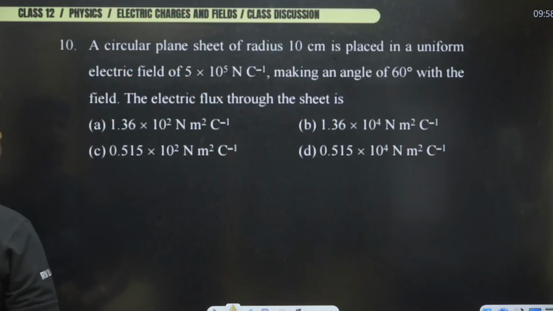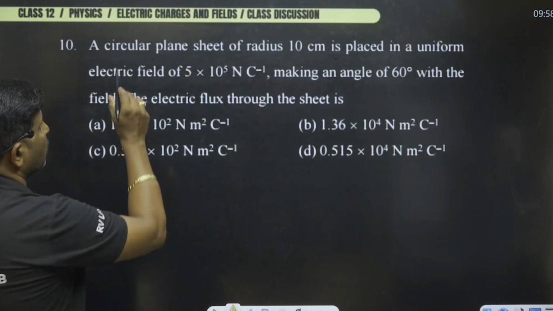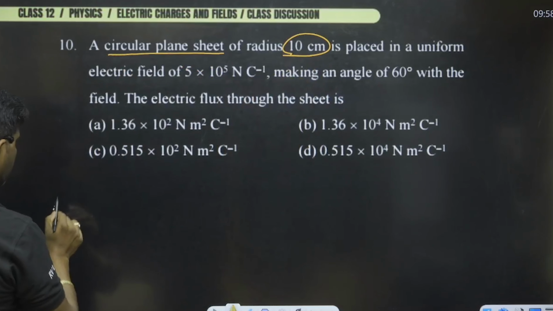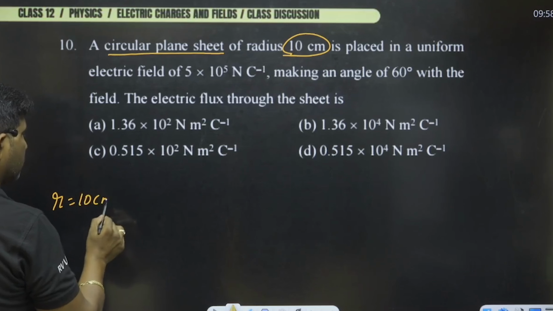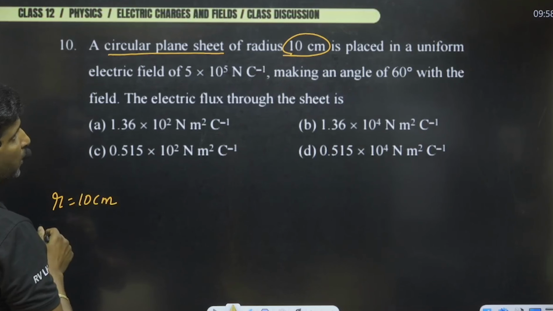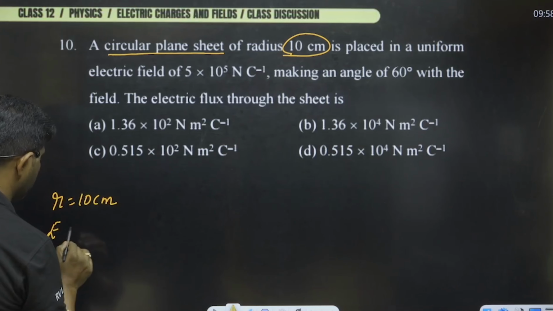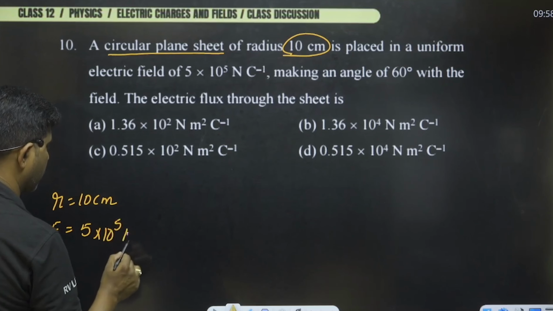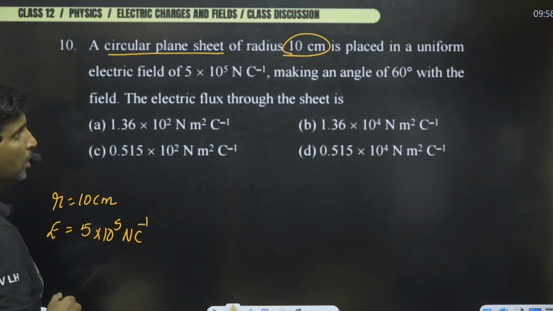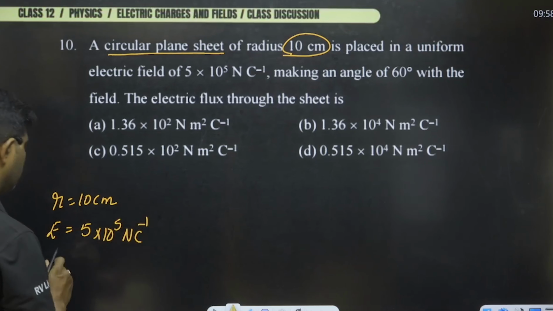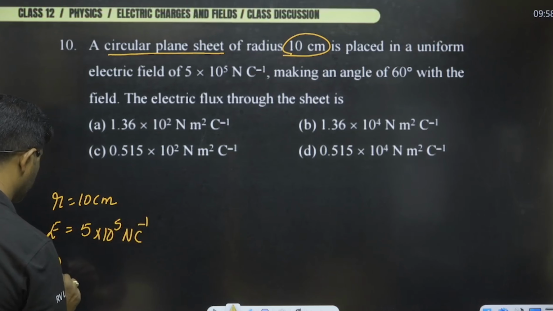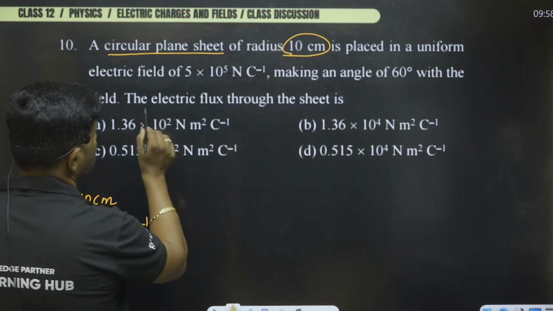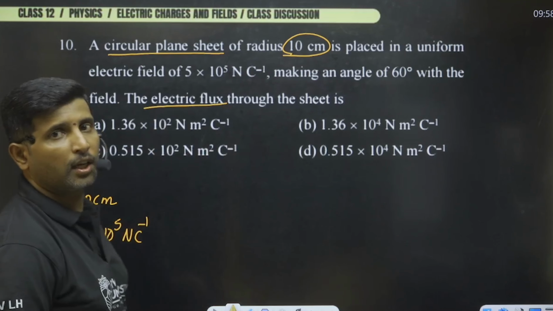What are they saying to us? See here. A circular plane sheet of radius 10 centimeter, R is equal to 10 centimeter, is placed in a uniform electric field. The electric field they have given is 5 into 10 to the power of 5 Newton per coulomb, making an angle 60 degree with the field. So theta is equal to 60 degree with the field. Then they're asking what is the electric flux through the sheet.